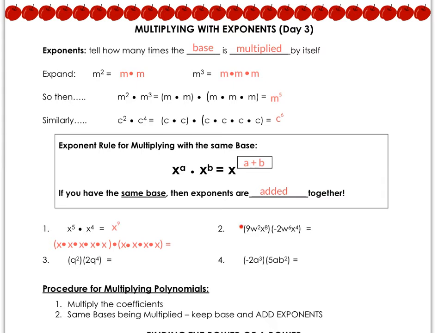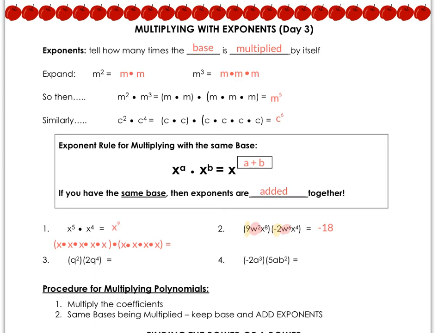Okay, let's look at this second example here. It's not just these variables being multiplied. Now we also have a number. So that's just like we used to do. In our calculator, we can do 9 times negative 2 to get our answer for that number multiplication, negative 18. But now we do have variables here. So I have to look at what I have. w squared times w to the 6. Okay, same base of w.